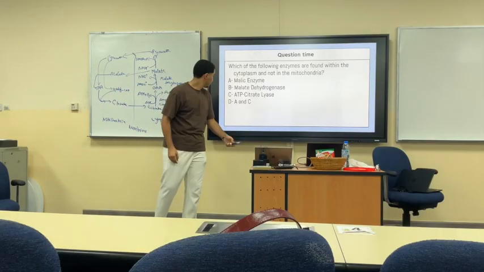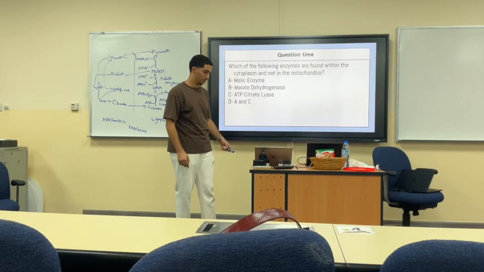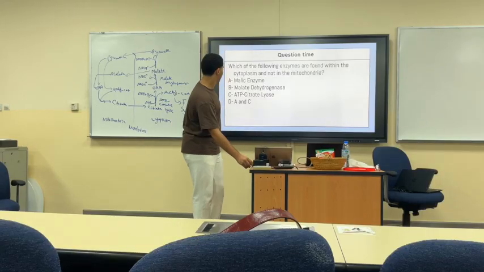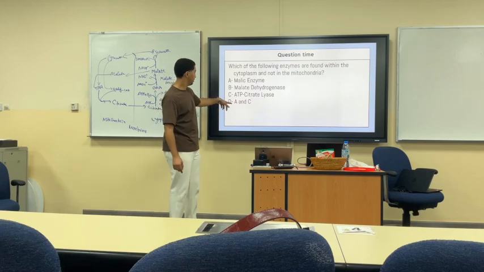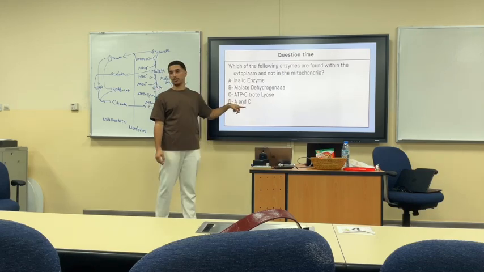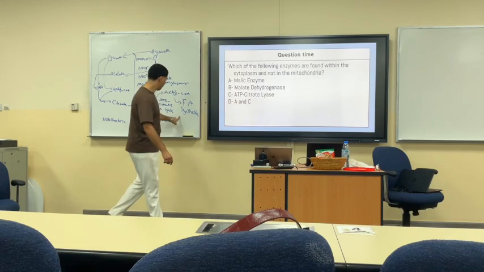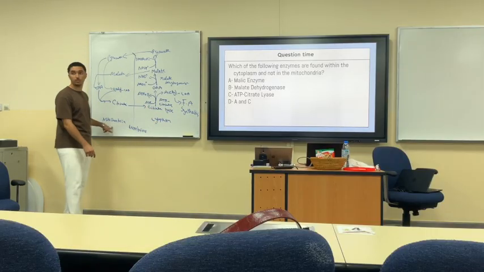The answer is ATP citrate ligase. Correct. A and C: malate enzyme and ATP citrate ligase. Both are found here in the cytoplasm, but are not found within the mitochondria.